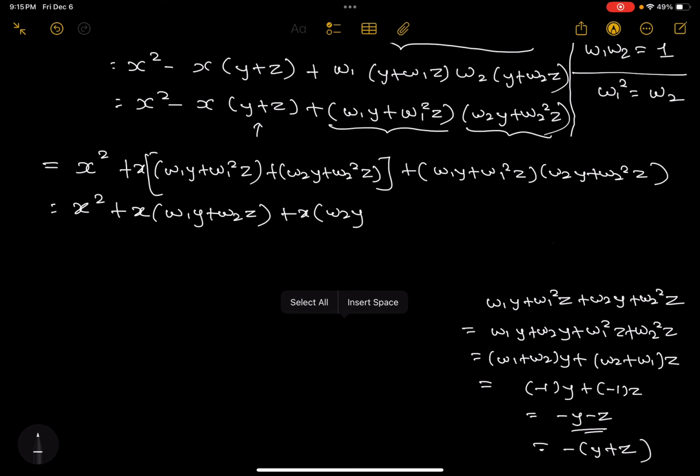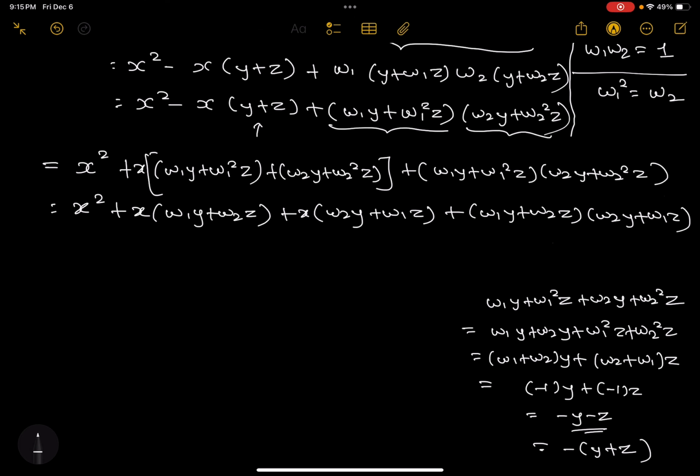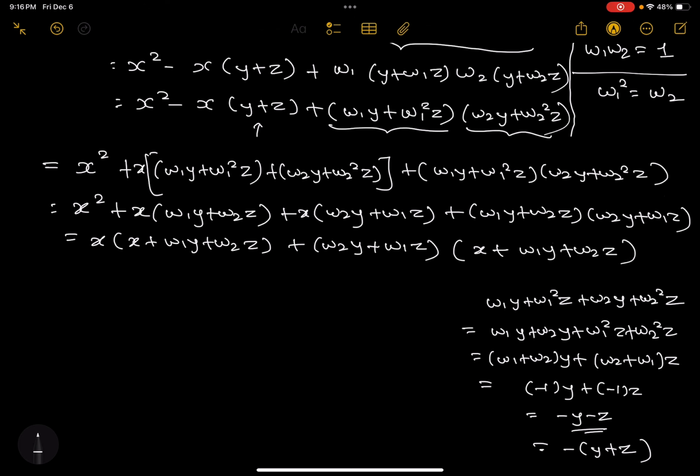Okay, so omega 2 y plus omega 1 z, plus this is omega 1 y plus omega 2 z, omega 2 y plus omega 1 z. Okay, so now if I take x common, this is x plus omega 1 y plus omega 2 z plus, if I take omega 2 y plus omega 1 z common over here, what I get is x plus omega 1 y plus omega 2 z, right? Now again, if I take x plus omega 1 y plus omega 2 z common, I have x over here and then omega 2 y plus omega 1 z over here.